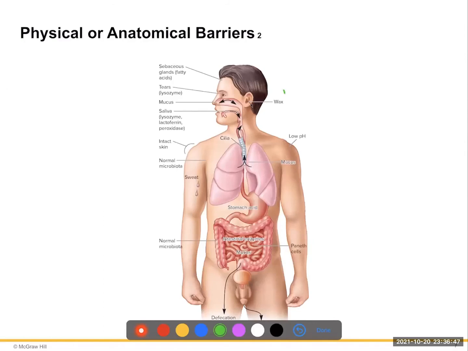You've got earwax. Remember, low pH. Low pH means you're raising the acidity. The lower the pH, the higher the acid content. Okay, mucus.